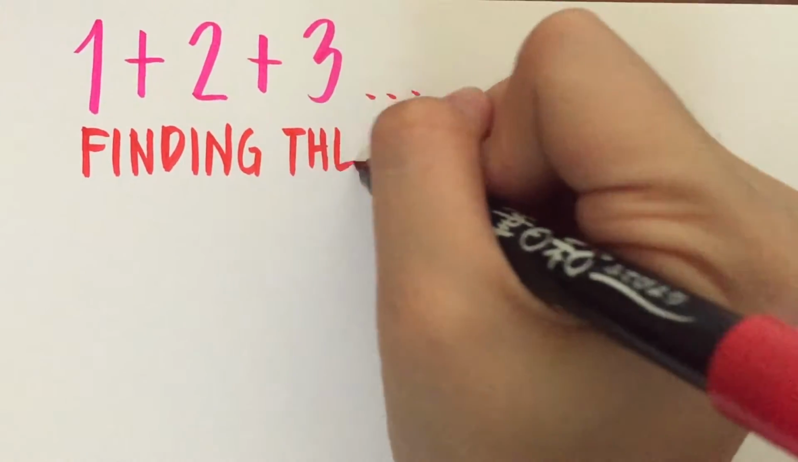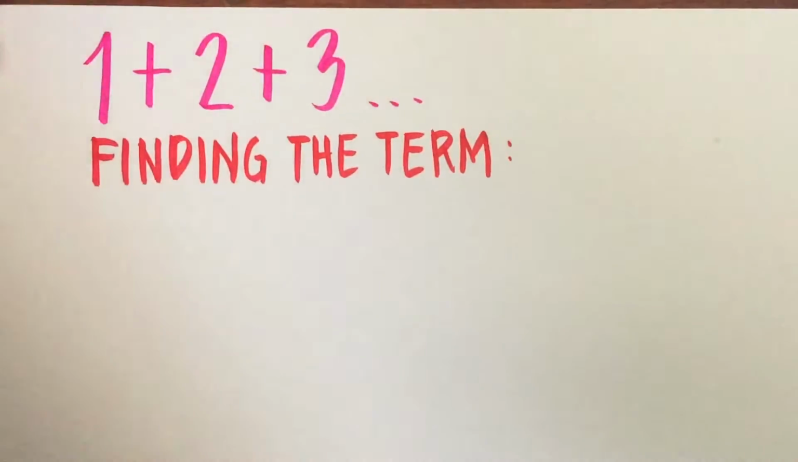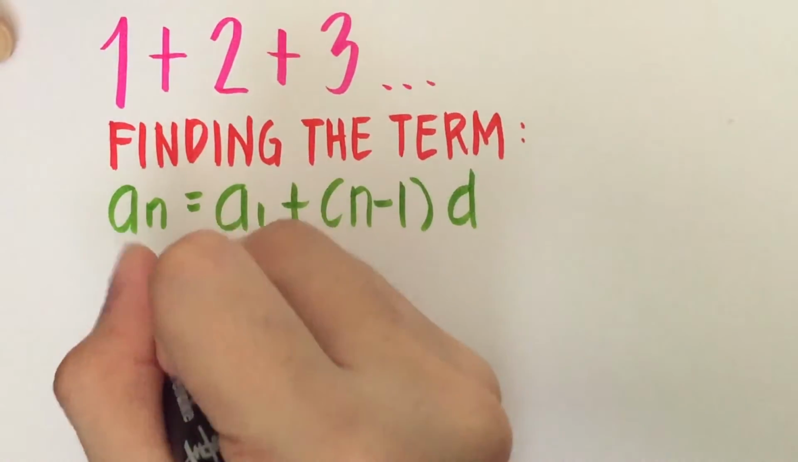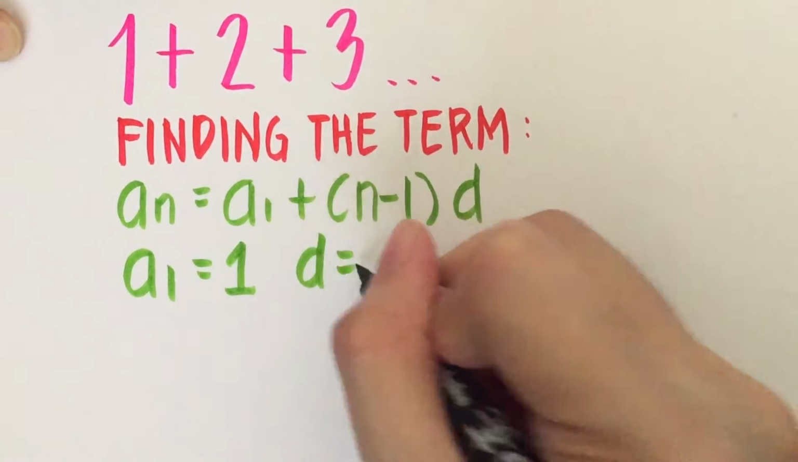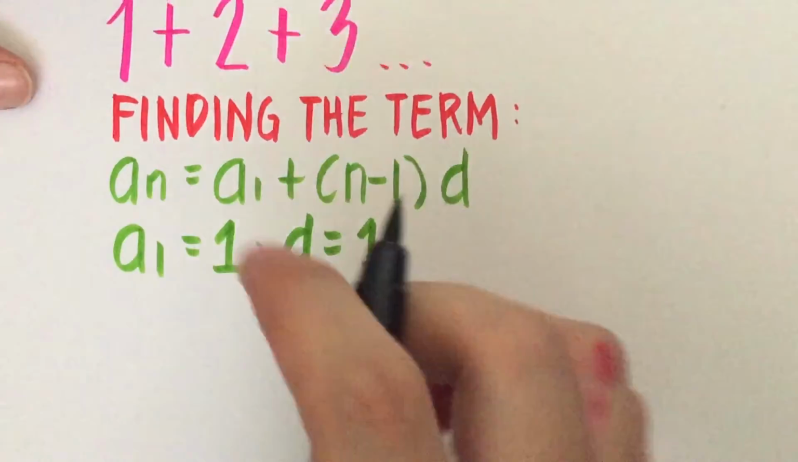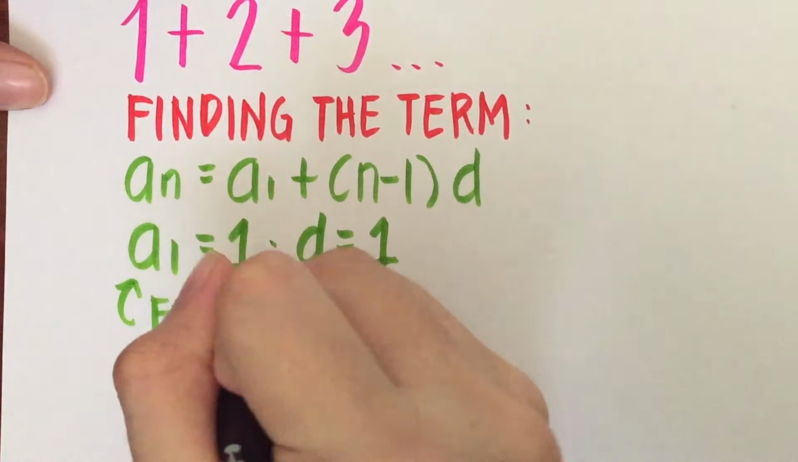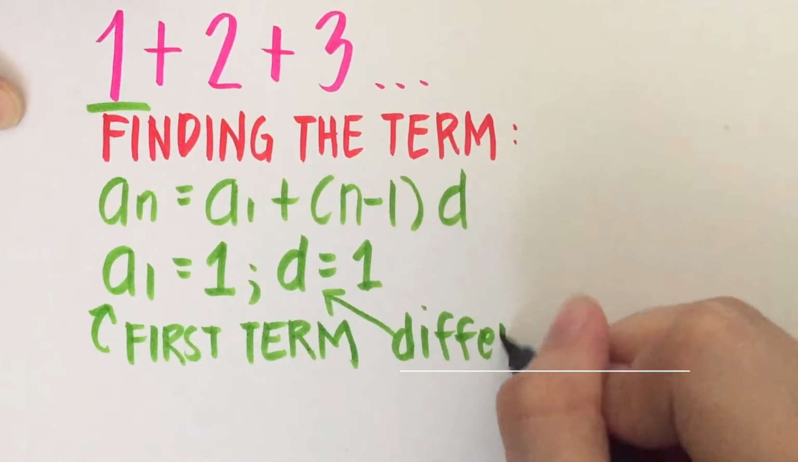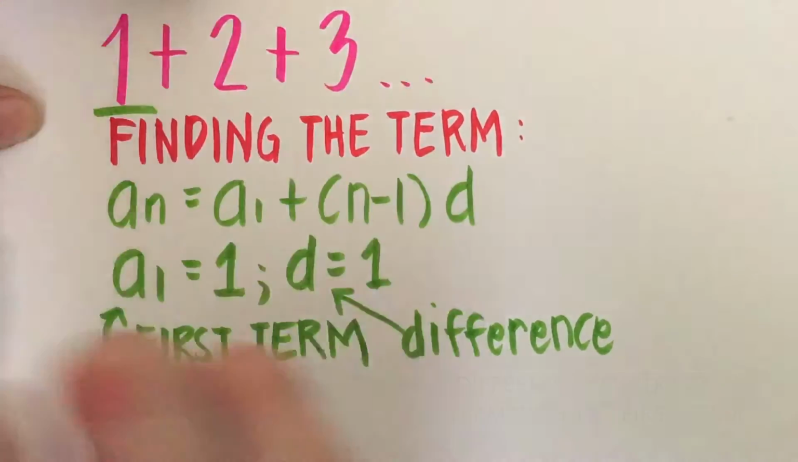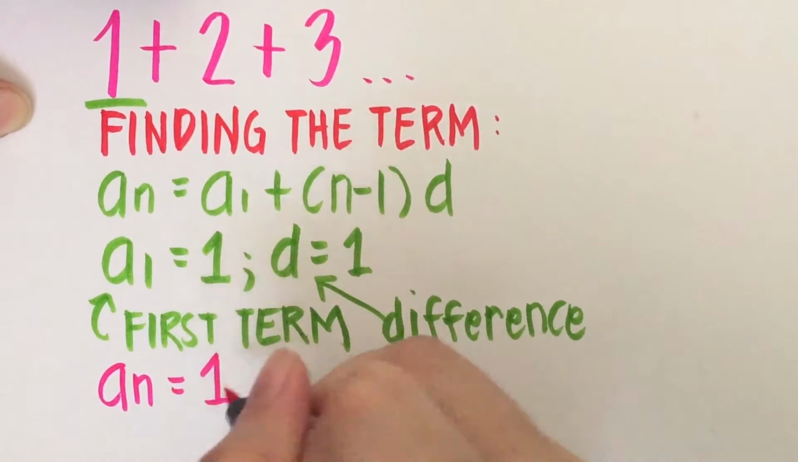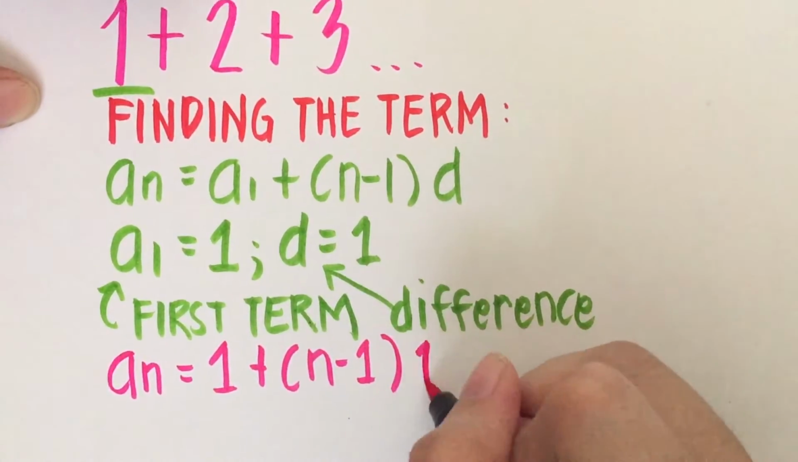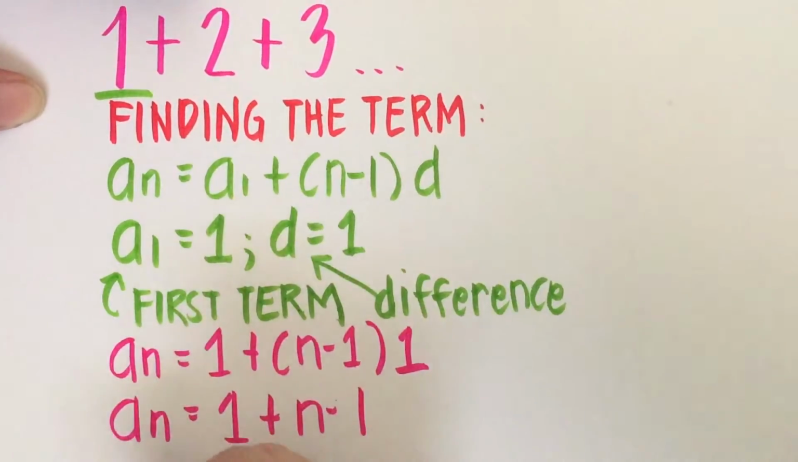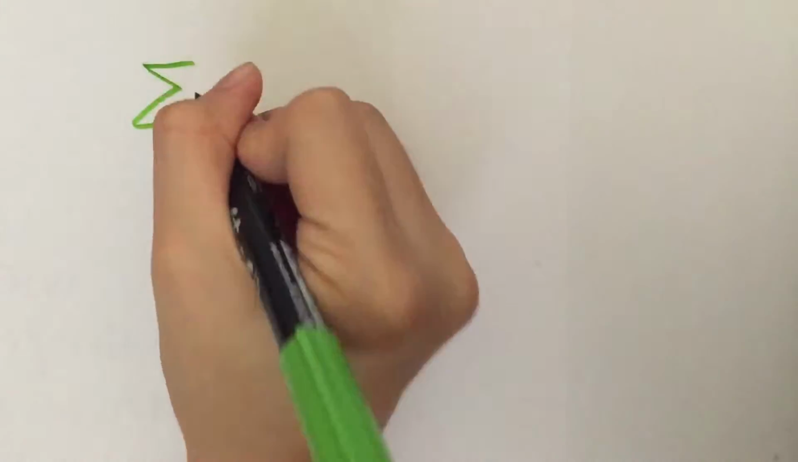So the first step is finding the term. The formula is a sub n equals a sub 1 plus n minus 1 times d. A sub 1 is our first term, which is 1, and d is our difference, which is also 1. So now we substitute. A sub n is equal to 1 plus n minus 1 times 1. And this becomes a sub n equal to 1 plus n minus 1. And now you get a sub n equals n.